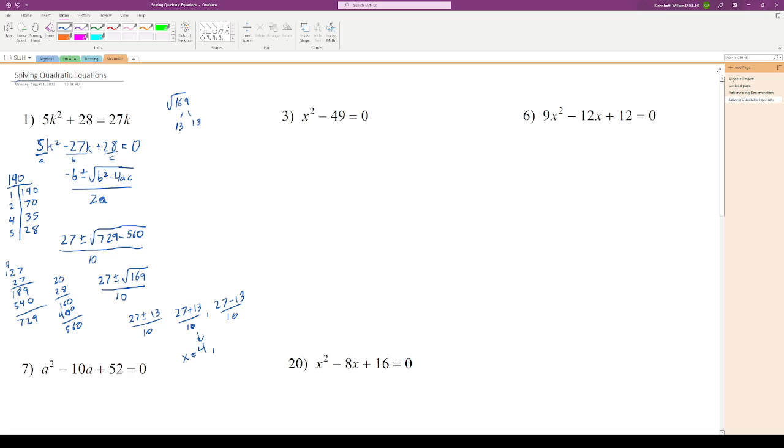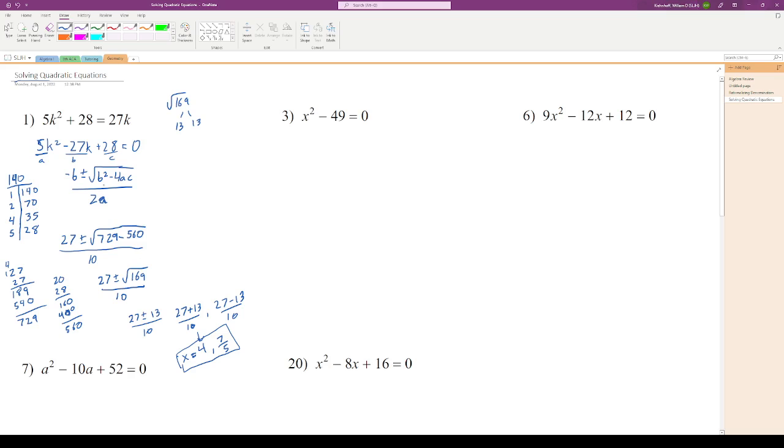Our other answer, 27 minus 13, that's 14 over 10. So we could write that as 7/5, right? 14 over 10 is 7 over 5. Or we could write it as 1.4 if we were writing a decimal, but especially when we're not using calculators, I prefer for us to leave these things as fractions. So x equals 4 and 7 over 5, or 1.4.